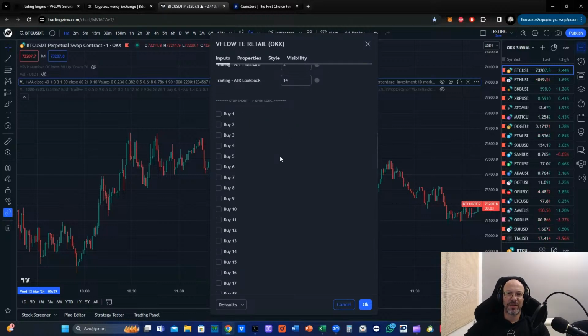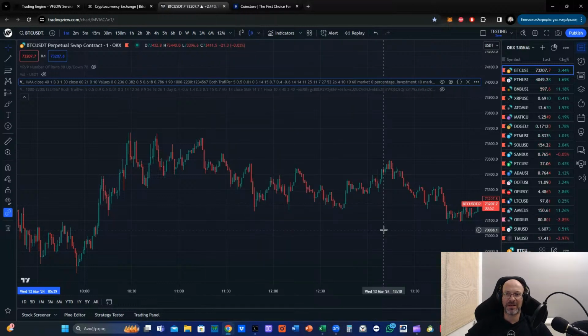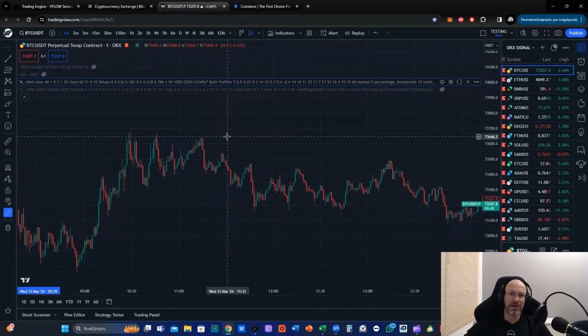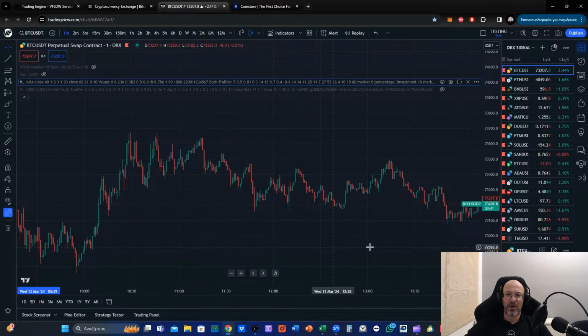So now we have this stop short open long conditions where we are going to try them out, and we will start with buy two, and when we click on buy two, what we're going to see on the chart is the buy label here, the buy signal. And of course, we're going to see also the take profit and stop loss limits plotted as green line and red line on the chart.